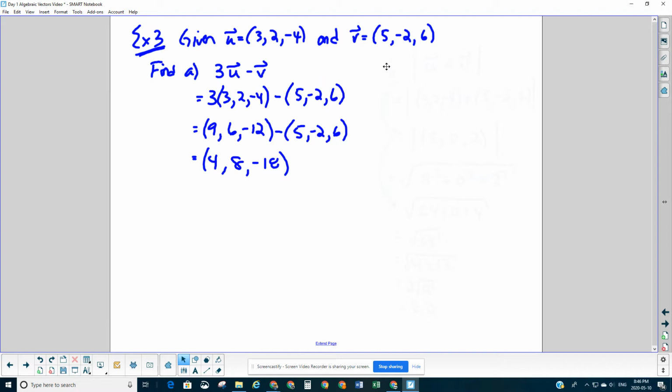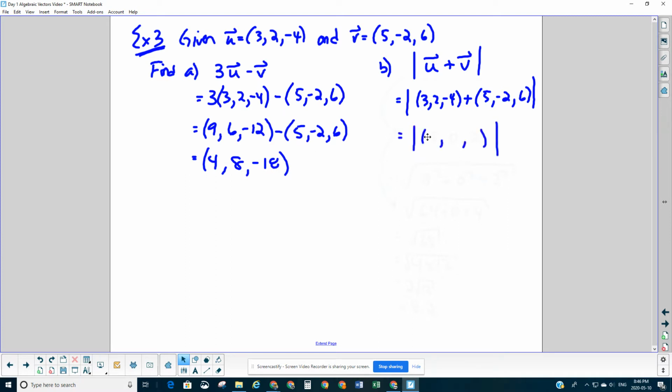Let's look at a final one here. All right, so now I'm going to ask you to add them and find the magnitude of the resultant. Well, again, I don't even want to imagine what the picture would be and how many cosine laws and sine laws and Pythagorean Theorem I'd have to do. I can do it much quicker using algebraic vectors. So first, I have to add these 2 vectors. How do I add them? I add the x's, add the y's, and add the z's, just like I did the subtraction over here.